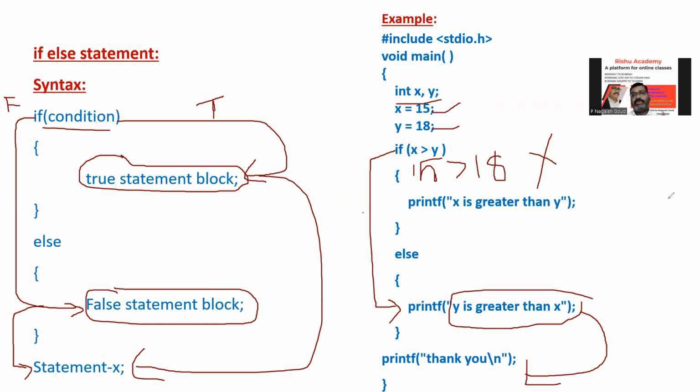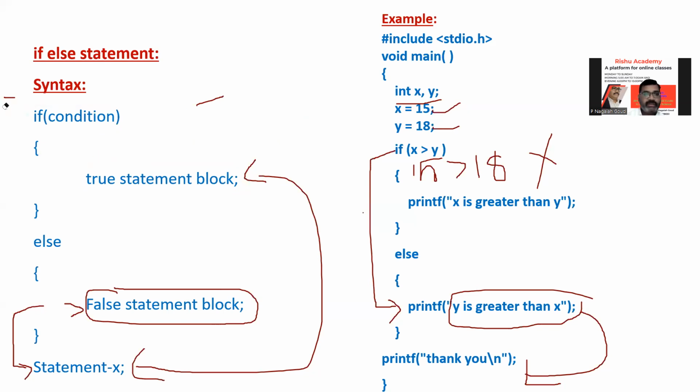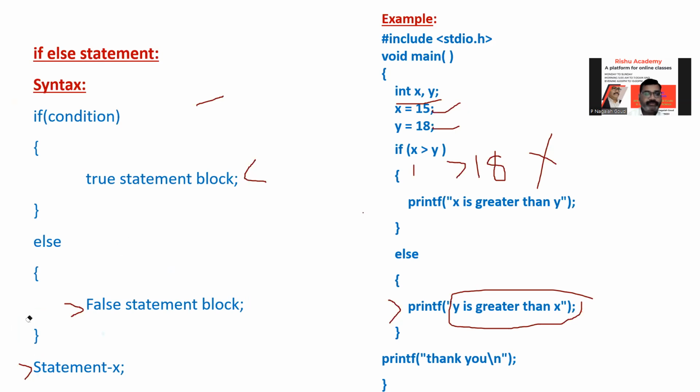So you need to remember the if else statement has two blocks. One is the if block, another is the else block. If the condition is true, the if block will be executed. If the condition is false, the else block will be executed. Then move to the next one, that is the next conditional branching statement.